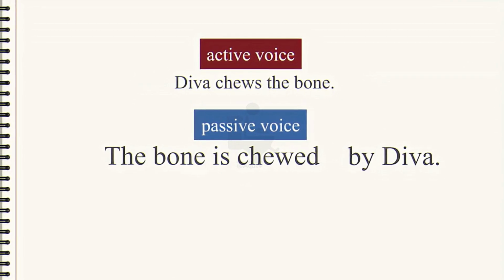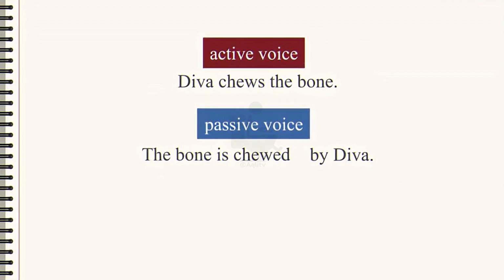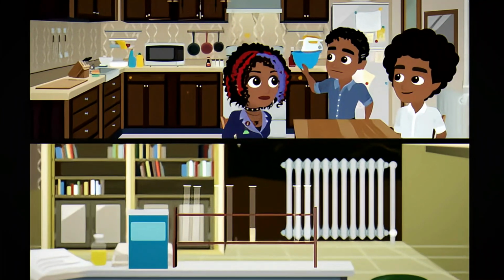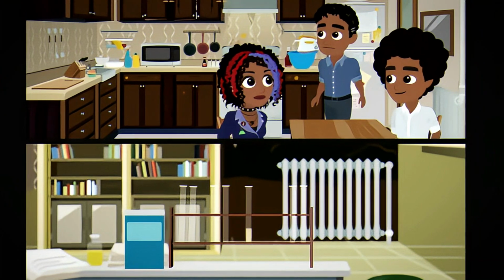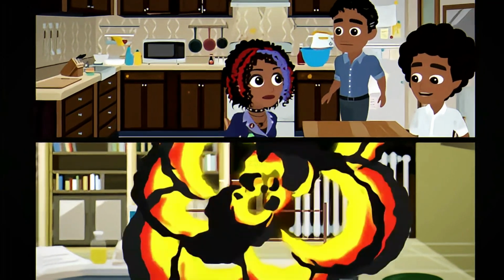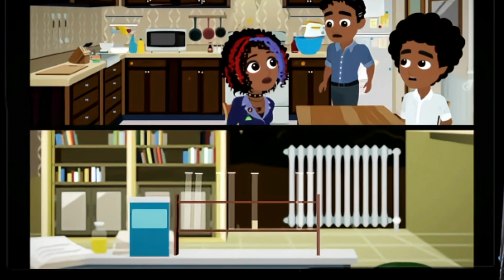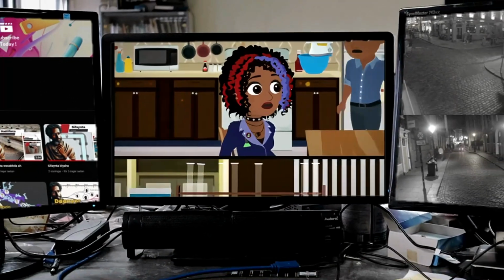"The bone is chewed by Diva" is awkward to read and wordy, but the passive voice can be useful when we want to focus on the person or thing affected by an action, or when we want to leave out the doer of an action altogether. Isn't that right, Jenny?